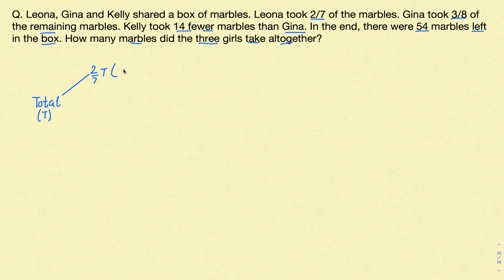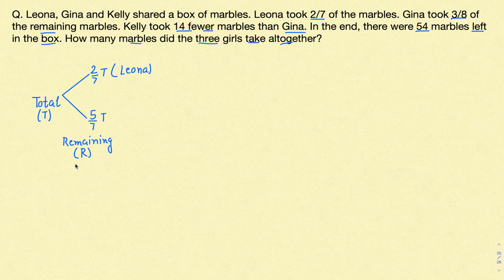It is taken by Leona. Now, if Leona has taken 2/7 of the total, how much is left? How much is remaining? 1 minus 2/7 will give you 5/7. So we can say this is the remaining number of marbles. In short, we will call it R.